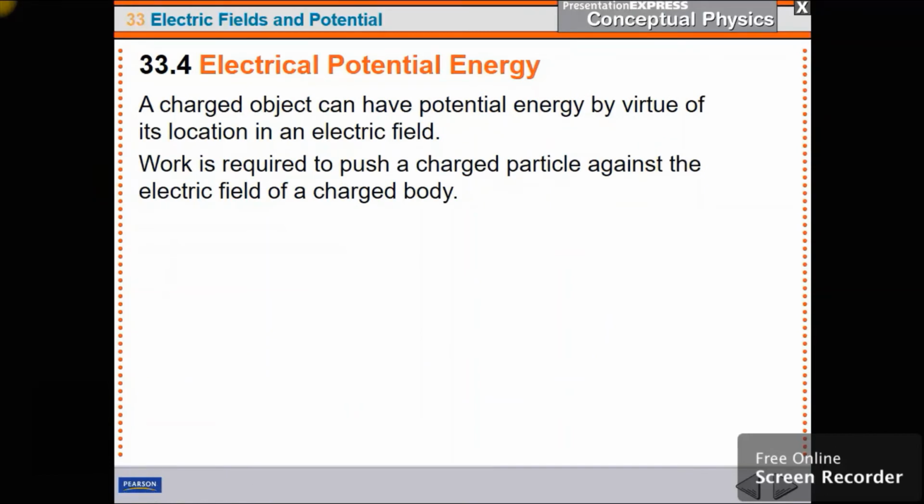All right, moving on to the next slide. A charged object can have potential energy by virtue of its location in an electric field. Work is required to push a charged particle against the electric field of a charged body.